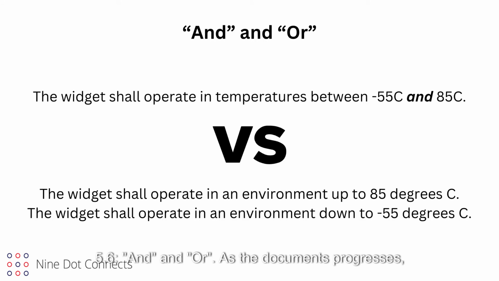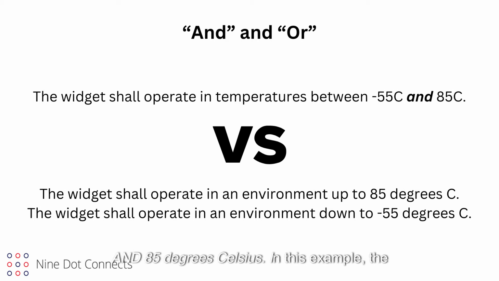5.6. And, or. As the document progresses, it will look like a list of sentences. Each requirement is its own sentence, and in some cases a paragraph, if clarification is necessary. The use of the conjunction words and, or, is a possible indication that there are two requirements in one. For example, the widget shall operate in temperatures between -55 degrees Celsius and 85 degrees Celsius.